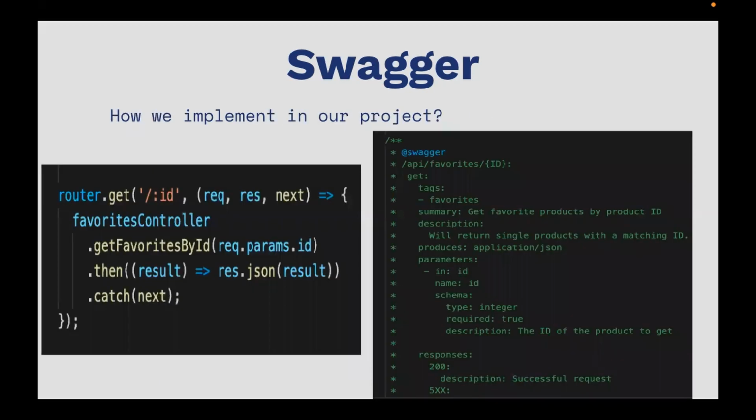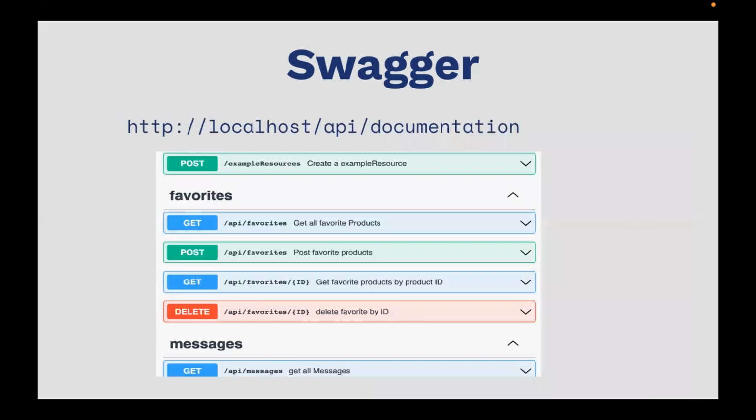And how do we implement that Swagger in our project? We write this Swagger documentation code, which is on the right side of the slide, and we write it on the server side. For this method, for this router, we need to write this documentation code. Then it will appear like this in the browser.